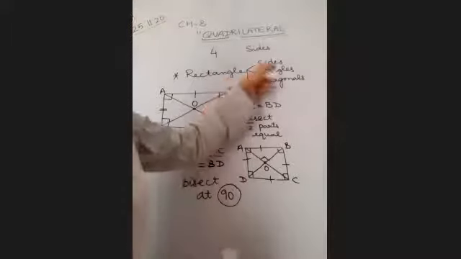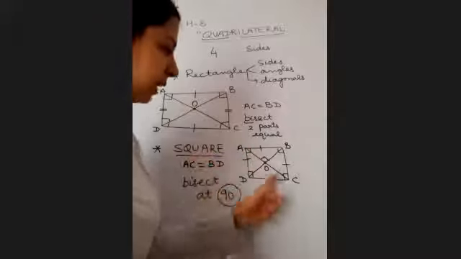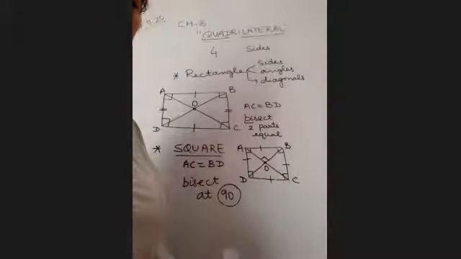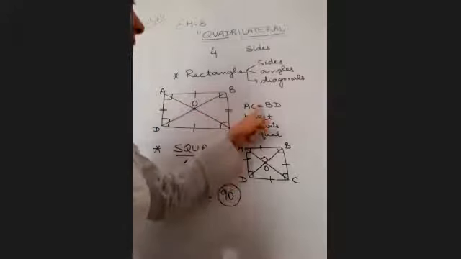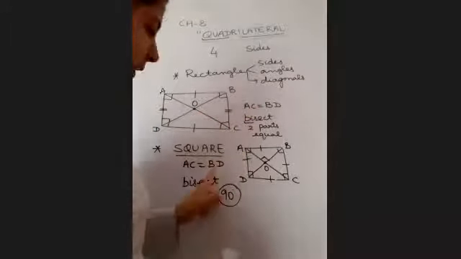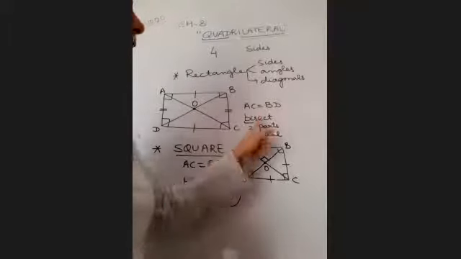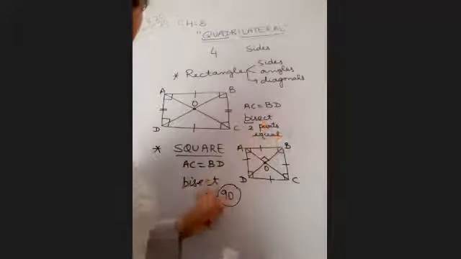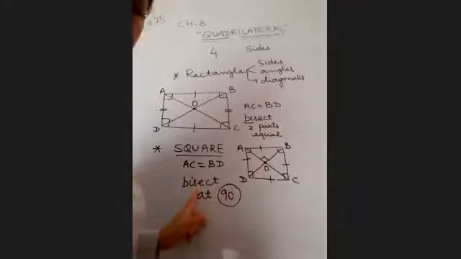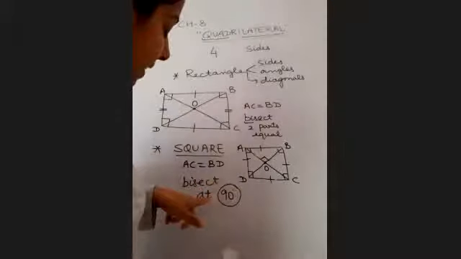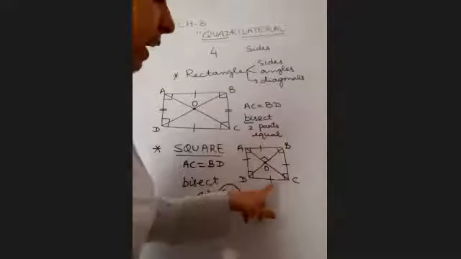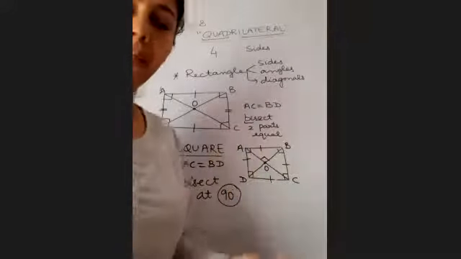तो sides satisfied. Is each vertex angle 90? Yes, ma'am. Diagonals are equal? Yes, ma'am. Do they bisect each other? Yes, ma'am. Now there is an extra feature that they are bisecting at 90 degrees. Let it be.